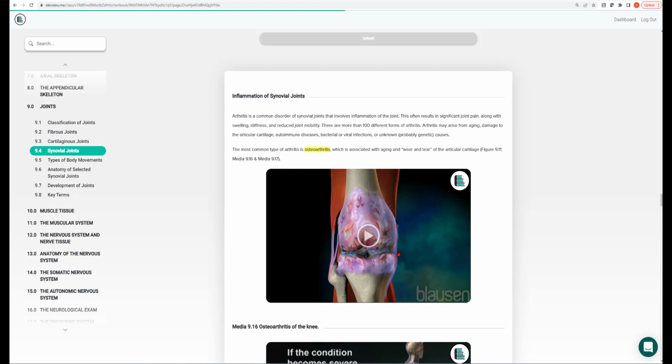What happens is that the articulating cartilage wears down. Remember, my friends, cartilage is avascular and it does not repair itself. Once cartilage gets damaged, it doesn't have any blood flow, so it doesn't have the ability to repair itself. As this cartilage breaks down, movement becomes very painful as bone grinds against bone.